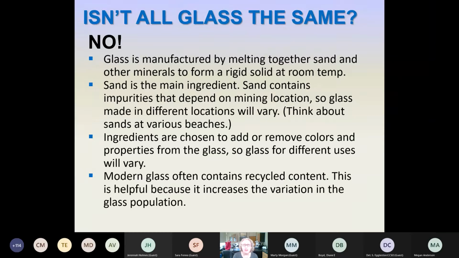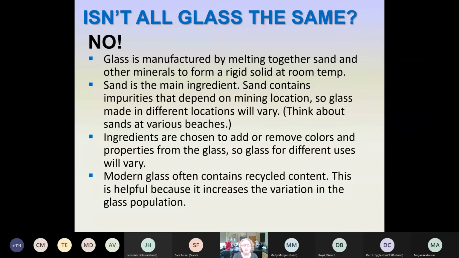So when glass is manufactured, it is mostly melted sand, but then they will mix together the sand with other ingredients to create products that have certain characteristics. So they may want amber brown colored glass. They may want green glass. They may want the glass to be completely colorless. They may want it to form in a mold well, or they want it to form a flat pane without any bubbles.